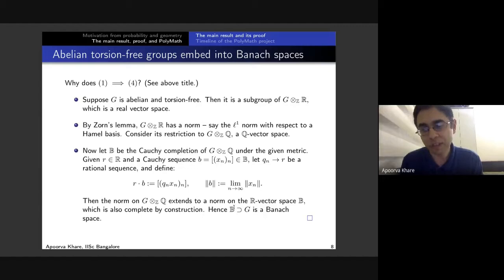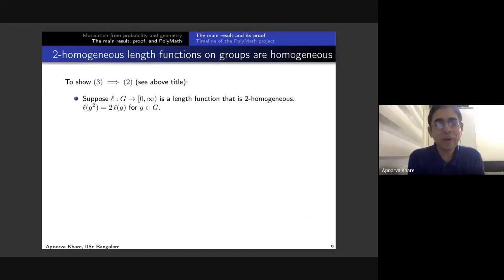Okay. So that's why any abelian and torsion-free group can be embedded into a Banach space. And so that's 1 implies 4. So 1 is if and only if 4. Why does 3 imply 2? So I'm getting all the small bits out of the way, and then I will get to the main result.